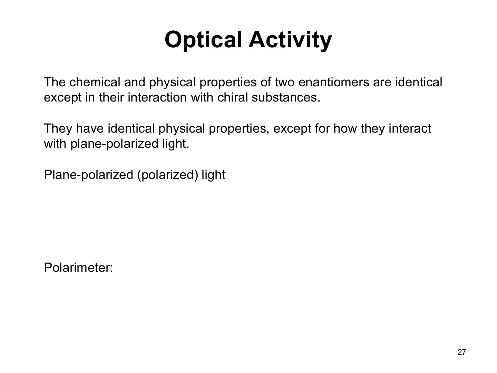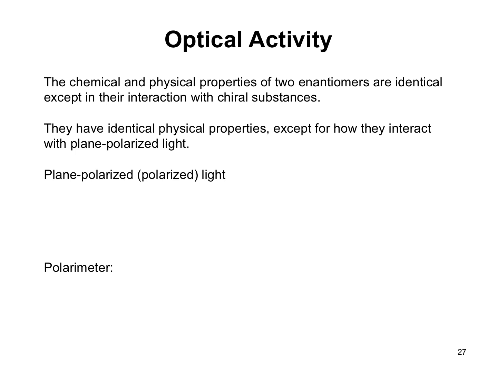In this screencast, we're going to talk about the physical and chemical properties of enantiomers. So the chemical and physical properties of two enantiomers are identical except for really two things: their interaction with chiral substances and how they interact with plane polarized light.